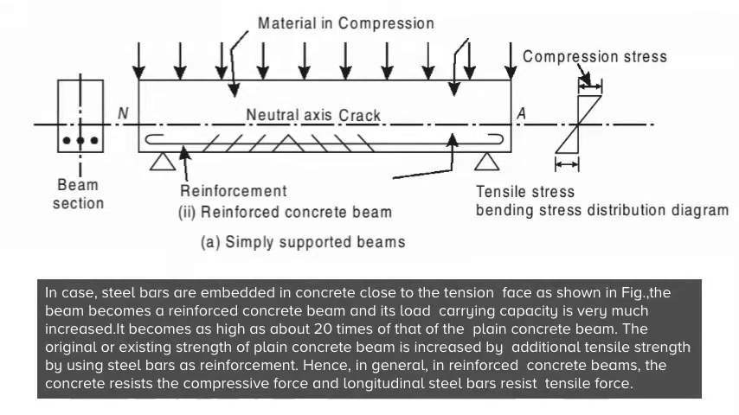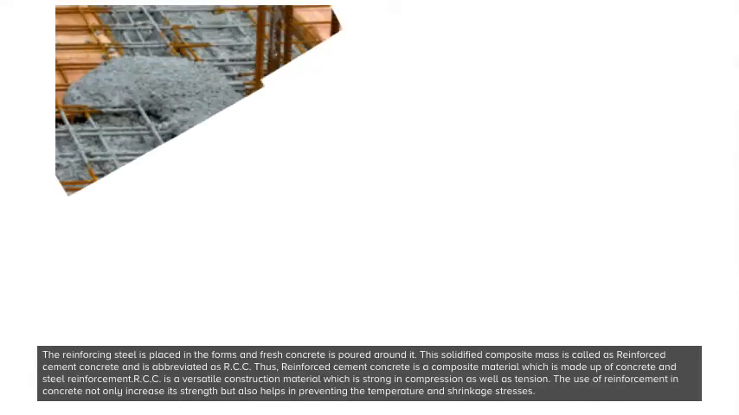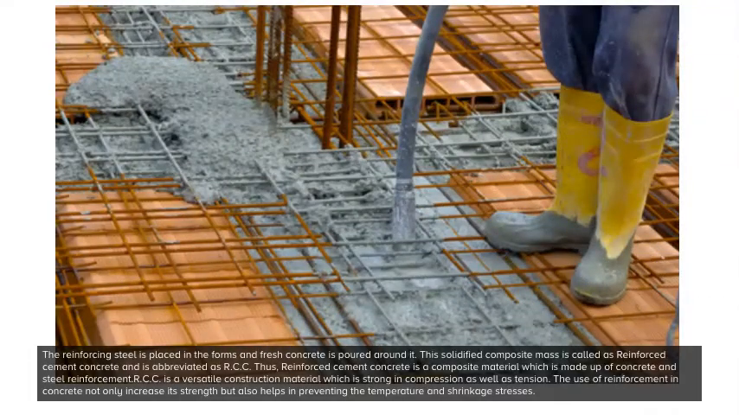The original or existing strength of plain concrete beam is increased by additional tensile strength by using steel bars as reinforcement. Hence, in general, in reinforced concrete beams, the concrete resists the compressive force and longitudinal steel bars resist tensile force. The reinforcing steel is placed in the forms and fresh concrete is poured around it. This solidified composite mass is called reinforced cement concrete and is abbreviated as RCC. Thus, reinforced cement concrete is a composite material which is made up of concrete and steel reinforcement. RCC is a versatile construction material which is strong in compression as well as tension.